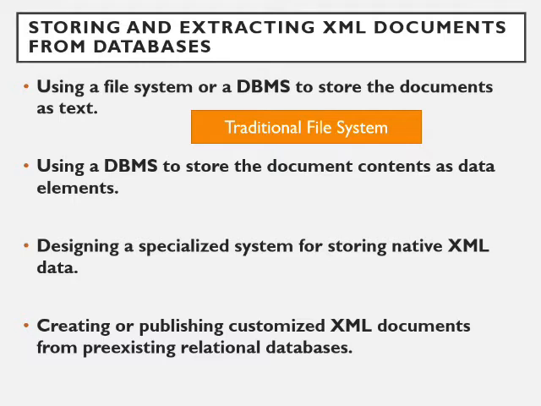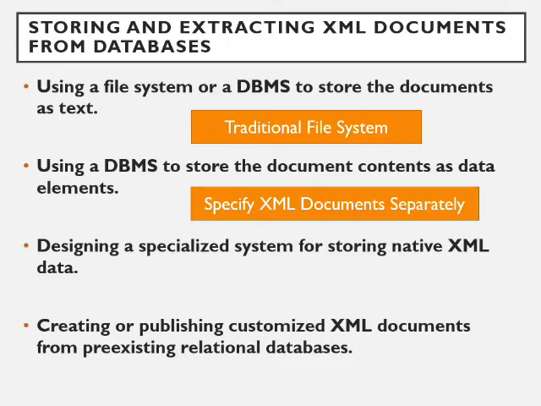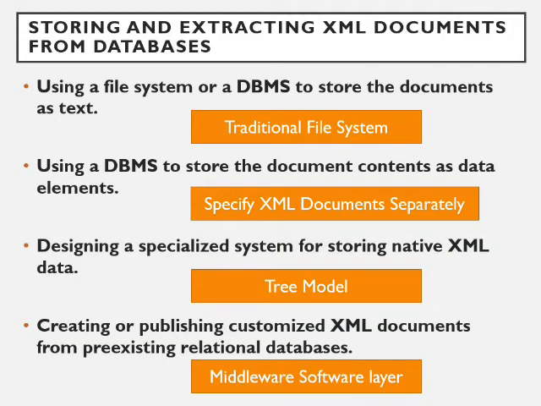The second one is using a DBMS to store the document content as data elements, storing a collection of documents that follow a specific XML DTD or XML schema. A mapping algorithm is designed to store the data. Another approach is designing a specialized system for storing native XML data. That is, a new type of tree model could be designed to store the data. Another is creating or publishing customized XML documents from a pre-existing relational database. That is, use a separate middleware software layer to exchange or display the data over the web.